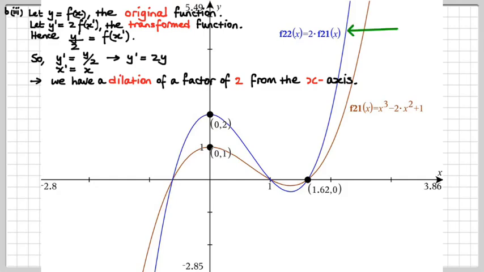So I hope you enjoyed that. f22 of x in this case is 2 times f21 of x, which is what we were told to do up here. Yes, I think that's the end.